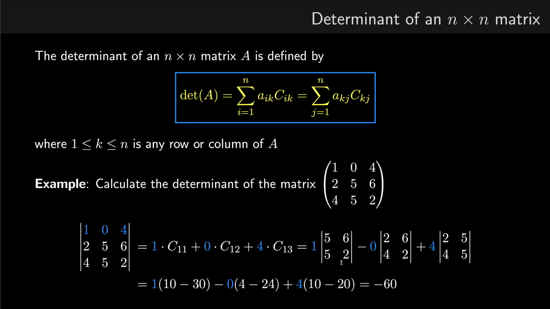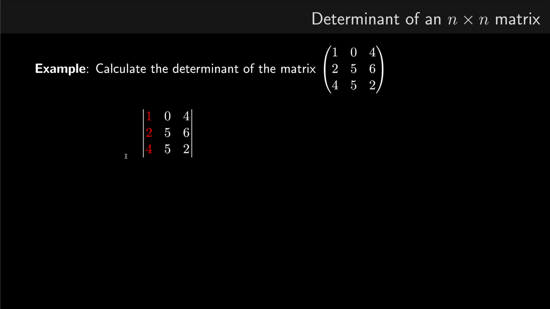If we evaluate those determinants the same way as before, multiplying the main diagonal elements together and subtracting the product of the other two elements, and add all those together, we get a determinant of minus 60. Now, I mentioned before that it doesn't matter whether we choose any row or column of A, so I'm going to do the same calculation of the determinant, but this time using the first column.